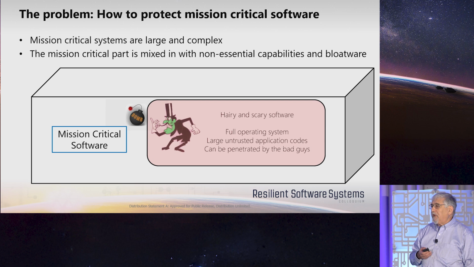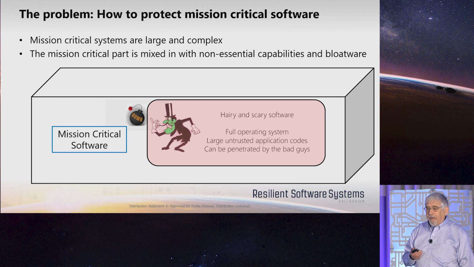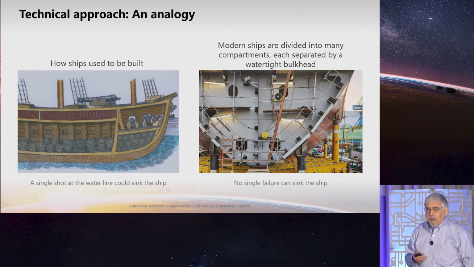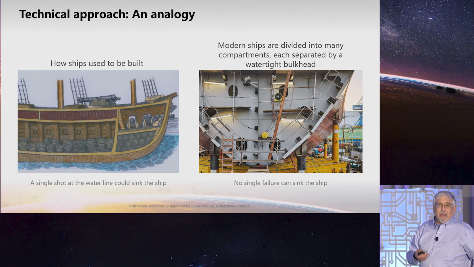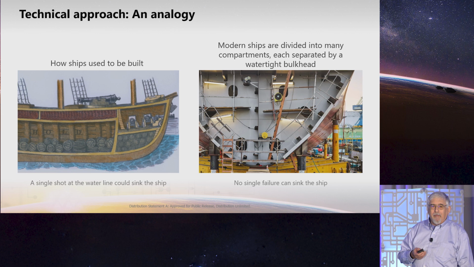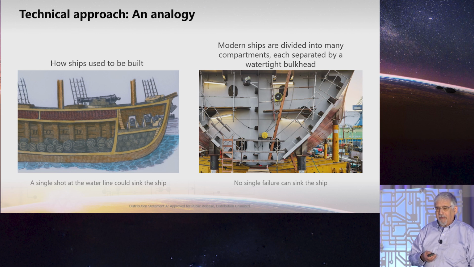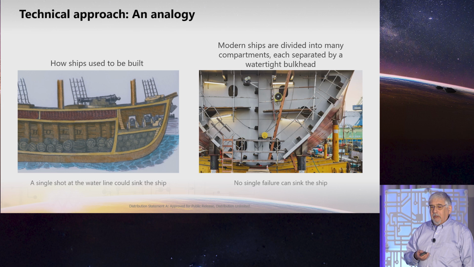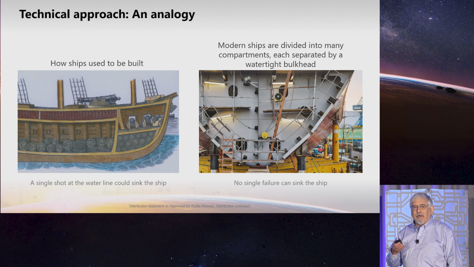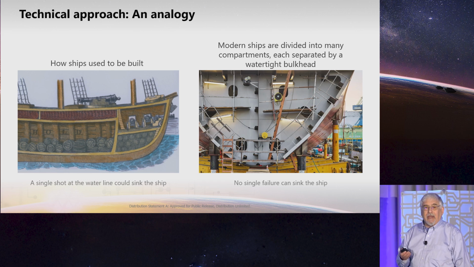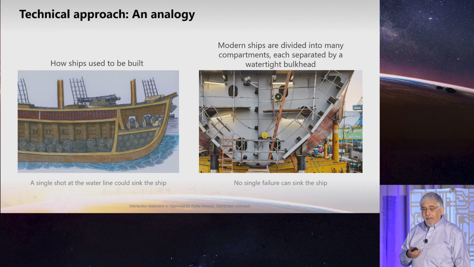So how do we protect the mission-critical part of our system from all these other parts that are doing useful things, but also offer vulnerabilities? So one way we think about this is an analogy. Ships used to be built in the old days with one big hull, and one big hole underneath the waterline would sink the ship. That's not the way we build ships today. We build them with many, many compartments separated by bulkheads so that even if the hull is penetrated and water starts coming in, it doesn't get everywhere. It doesn't get to the mission-critical parts of the ship, and therefore you're protected, even though you have exploitable vulnerabilities.